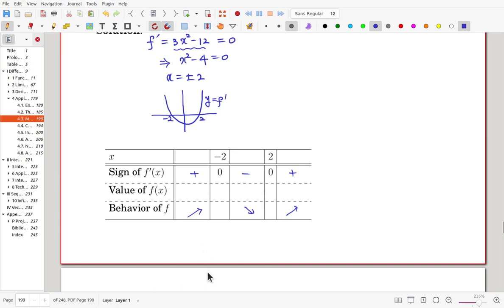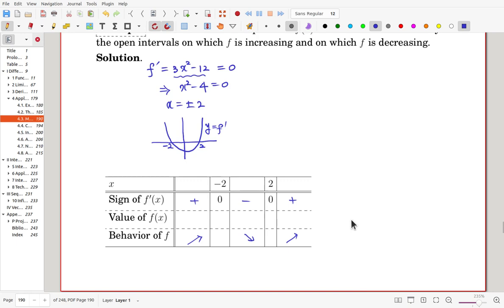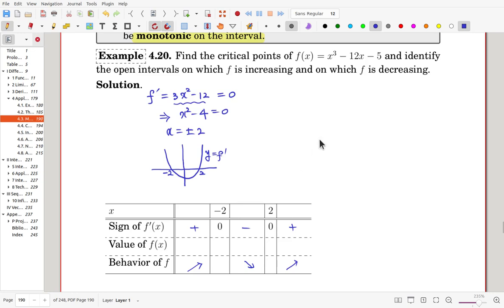Now, to make a sketch, if we can see the values of f, then you can do it in a much better way. Here at minus 2, let's evaluate the f value: that is minus 8 plus 24 minus 5, so that is 11. Now at x equals 2, that is 8 minus 12 minus 5, which is minus 9.